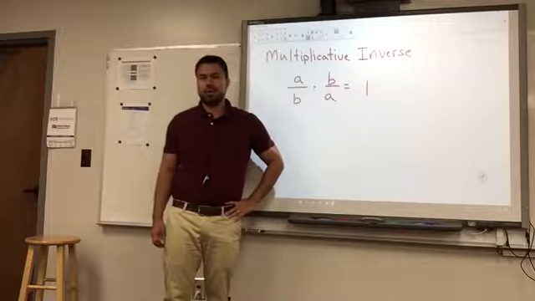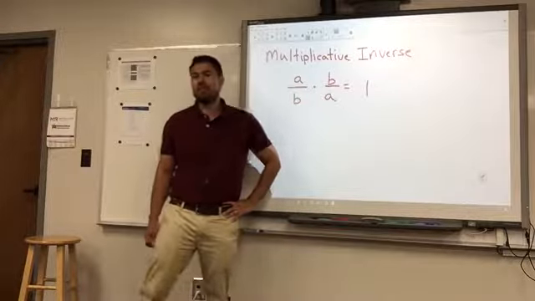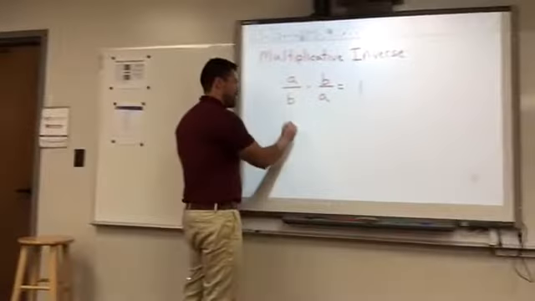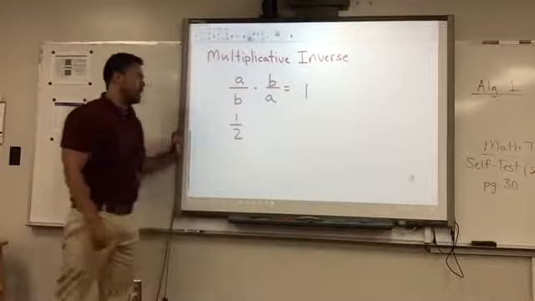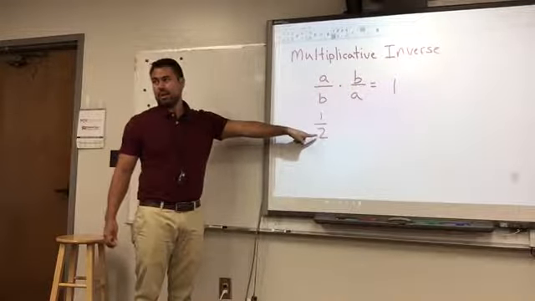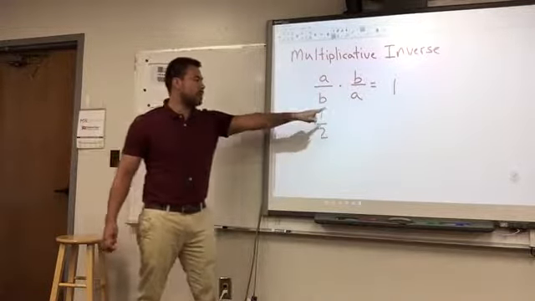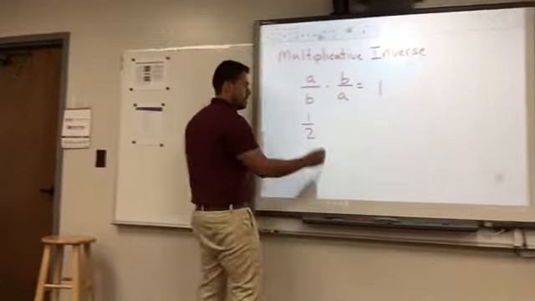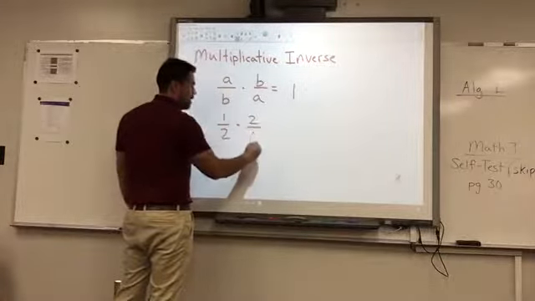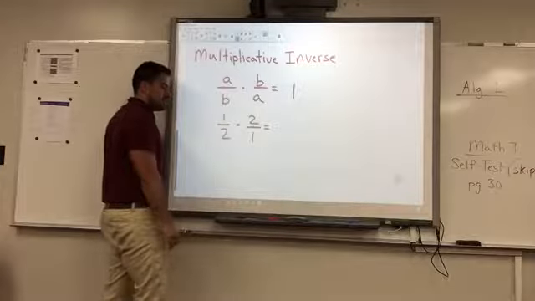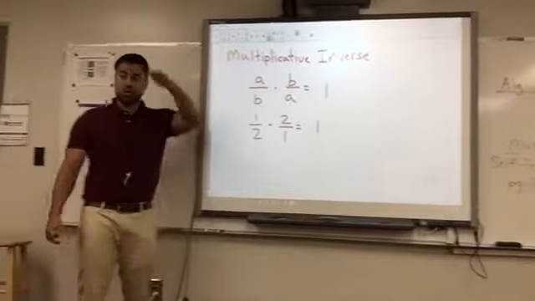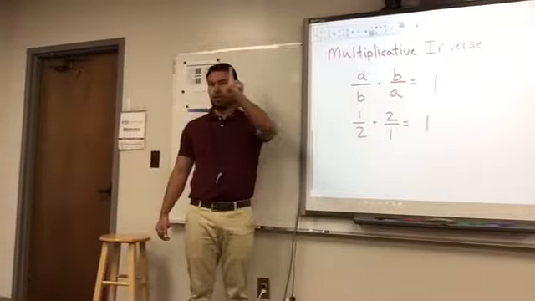So give me a number. Abby, can you give me a fraction? Not too hard. 1/2. Our favorite fraction, right? Okay, let's call A 1 and B 2. So what's the B over A over here? 2 over 1. And what do these two fractions multiply to get me? 1. Or 2 over 2, right? Which is a big fat 1.